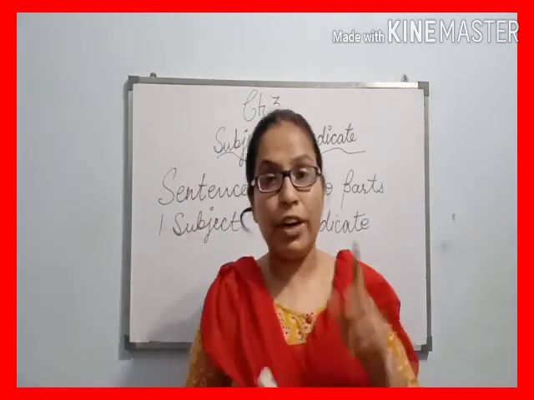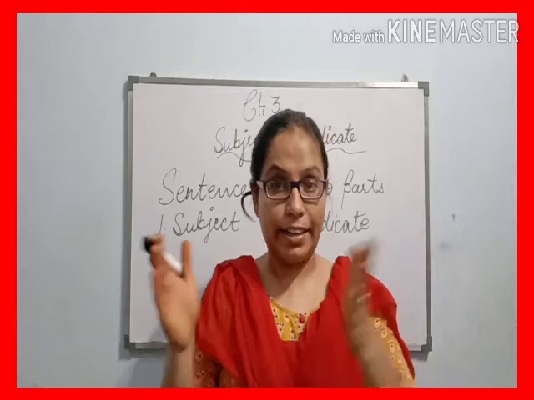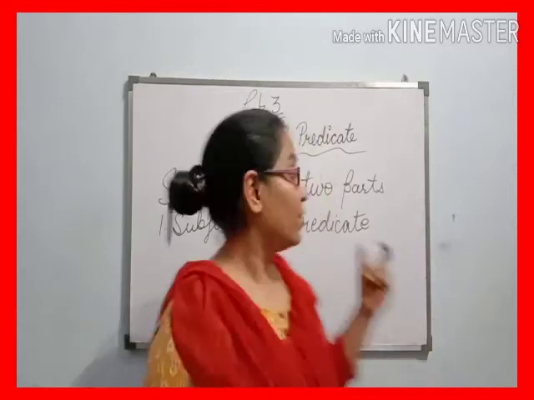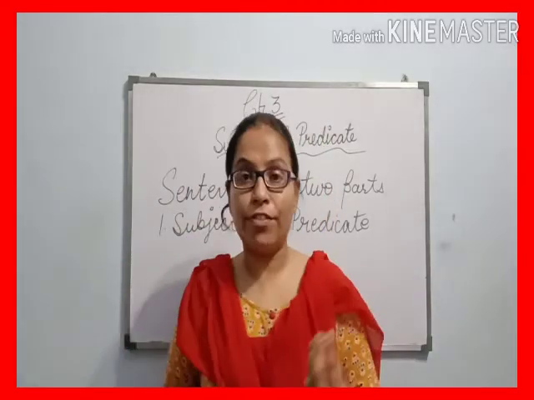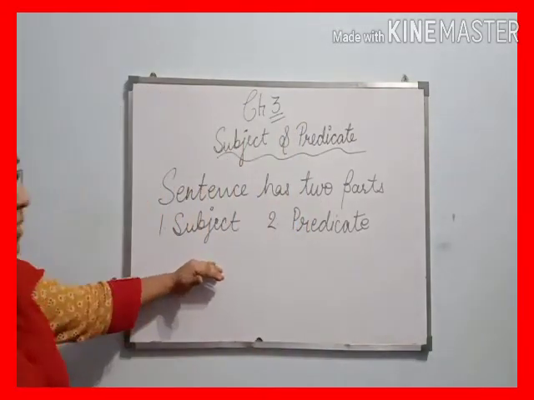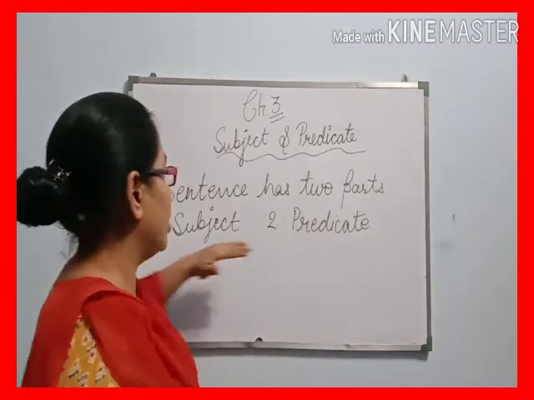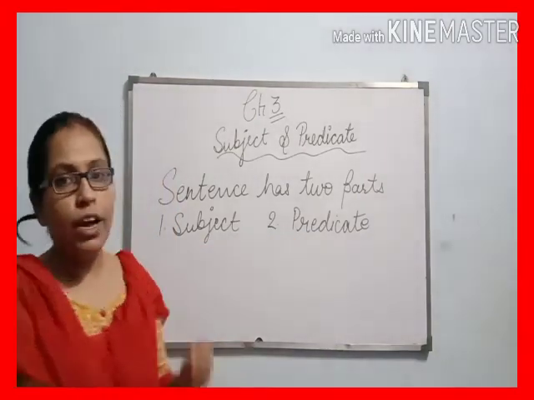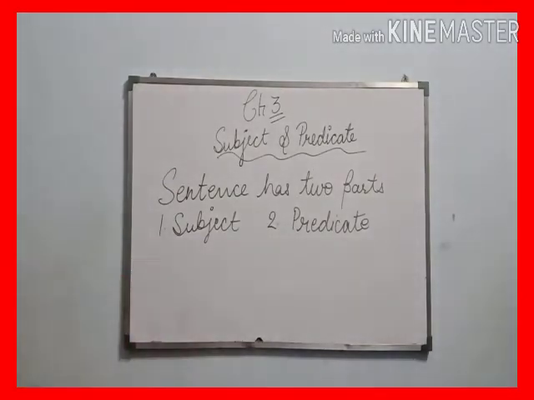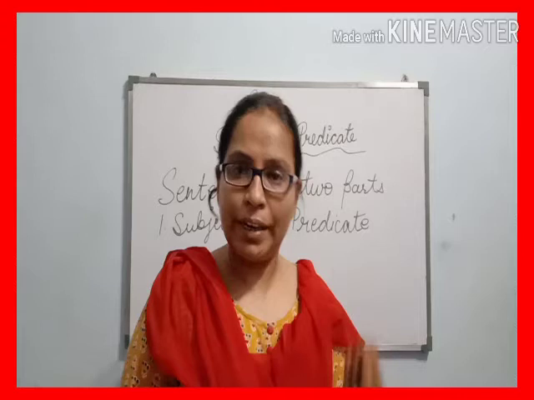Beta, it is very important to be clear about the difference between the parts and the types or kinds. Parts are 2 and kinds are 4 in your syllabus. So, in one sentence, we have 2 parts and these parts are called subject and predicate. Now, let's do a quick revision of a sentence. A sentence is a group of words that has a complete sense and a meaningful thought.